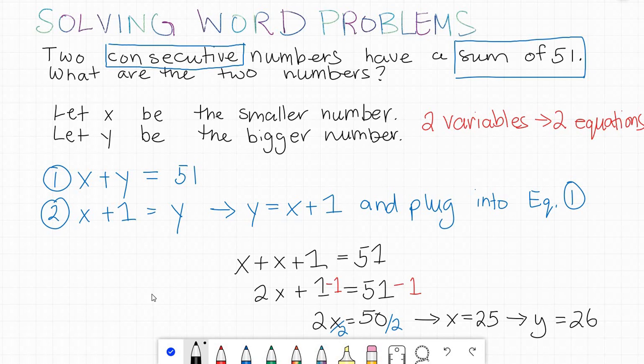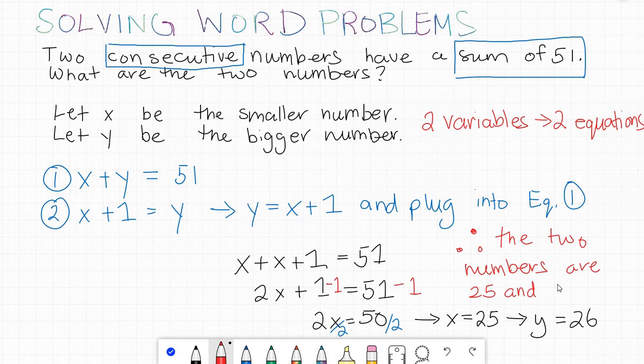And then if you are writing this question formally, then you would likely also include a therefore statement. At this point, you would just say therefore the two numbers are 25 and 26, just so it's super clear what you found.